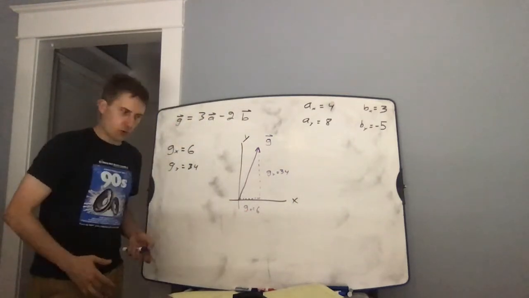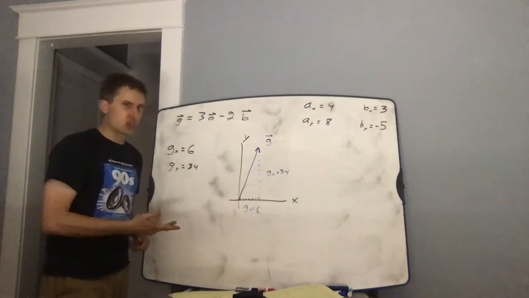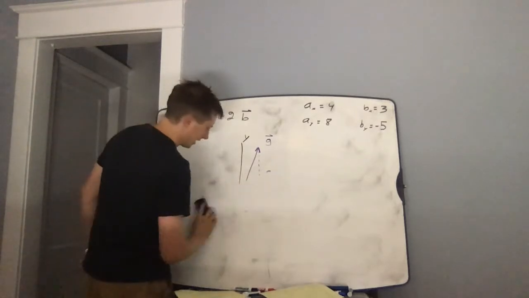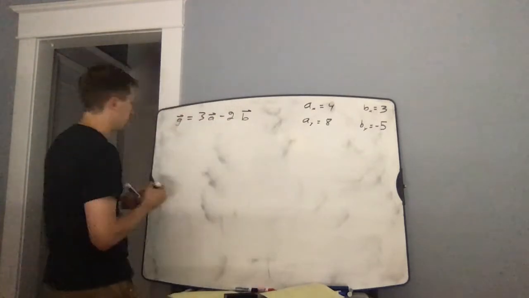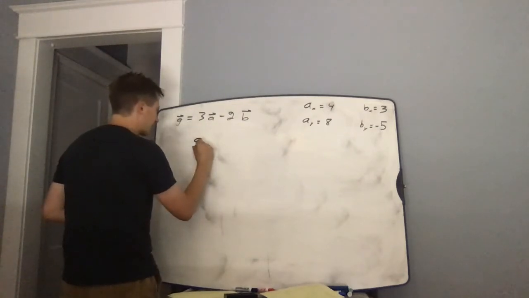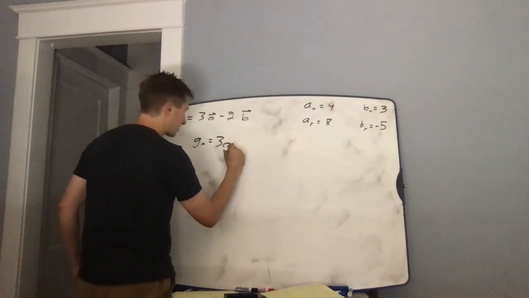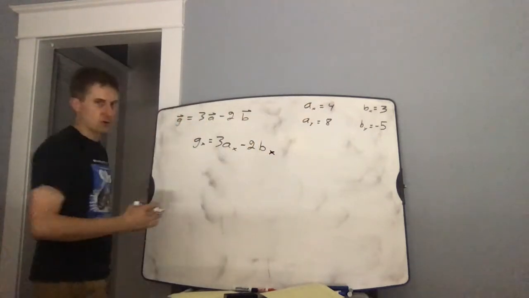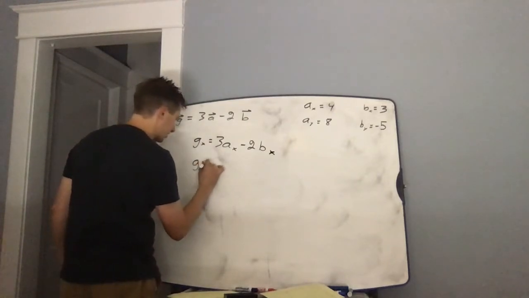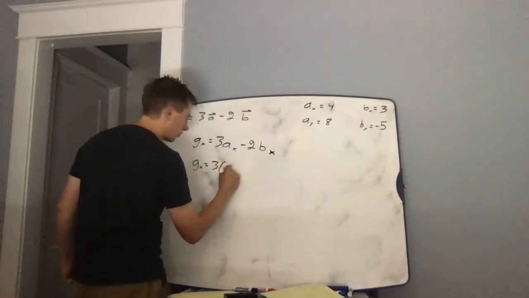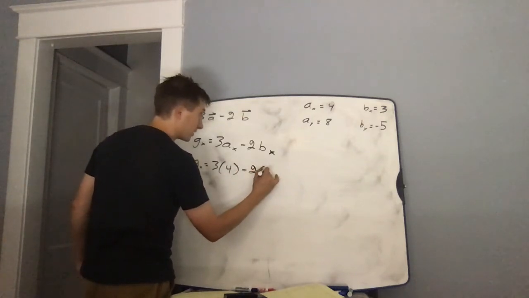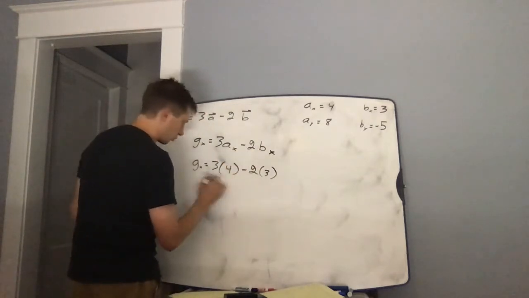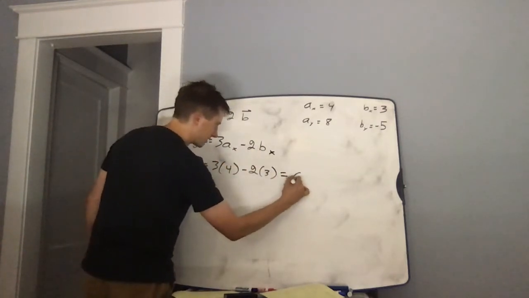Now, this is a bit of a longer way to do the problem. There's a shorter way we could do the problem that will be correct. The shorter way to do this problem is to look at this and think of this as gx is equal to 3ax minus 2bx. And at this stage, we could just plug the numbers in directly. So we could say gx is equal to 3 times 4 minus 2 times 3. So 3 times 4 is 12, 2 times 3 is 6. So we get 12 minus 6, gx is 6.